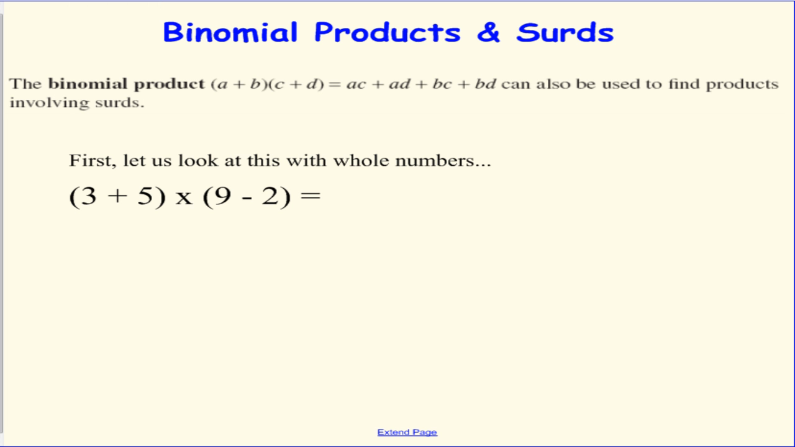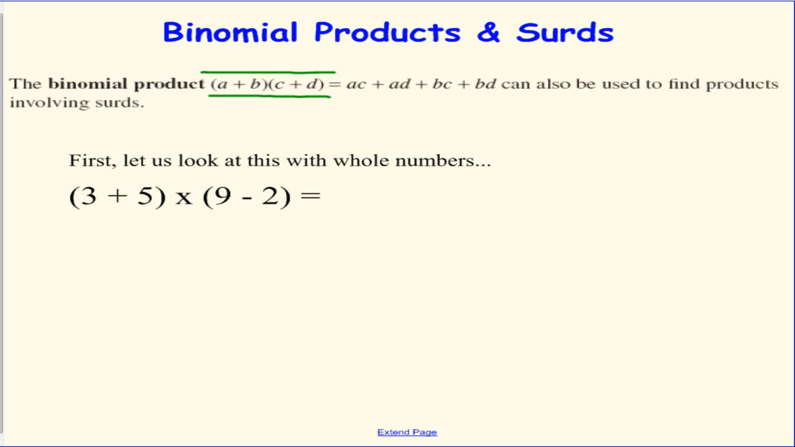In this lesson, we're going to be exploring surds. More specifically, we're looking at binomial expansion of surds. A quick introduction to binomial expansion. Binomial expansion, or the binomial product, can be represented by this little expression here on the board, underlined in green.